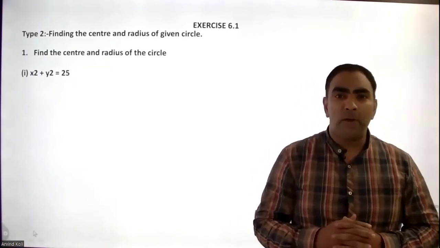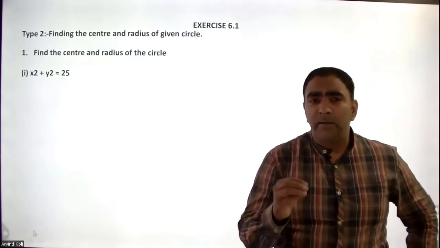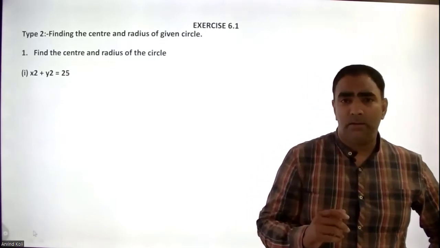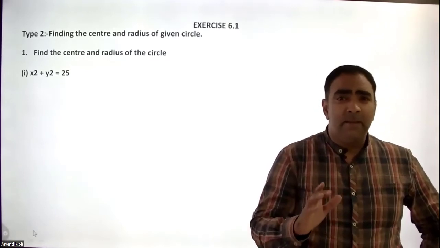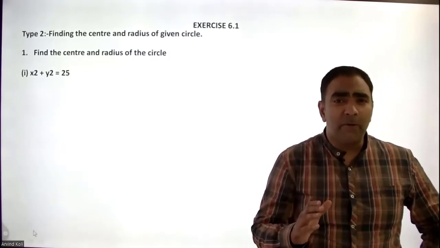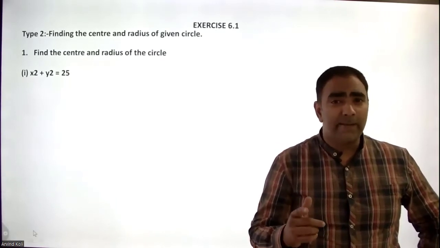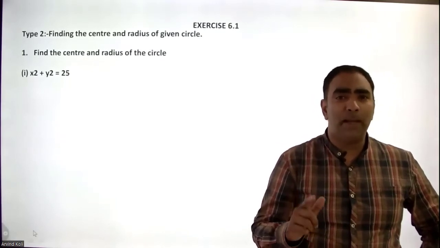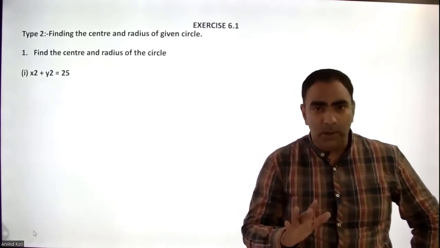The second one was center radius form. Center radius form कैसा होता है? Where the center of the circle is h, k, and then the equation of the circle is given by the formula x minus h the whole square plus y minus k the whole square is equal to r square. Okay.